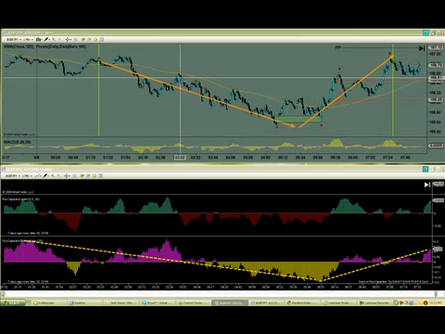I'm Michael from BackToTheFutureTrading.com. This is the pound yen. We nailed the direction. We nailed the turning points again.